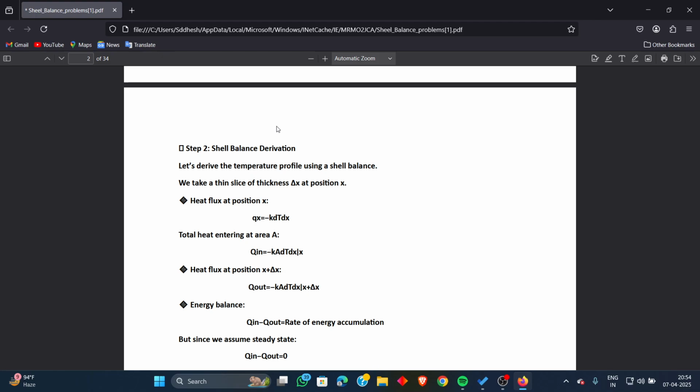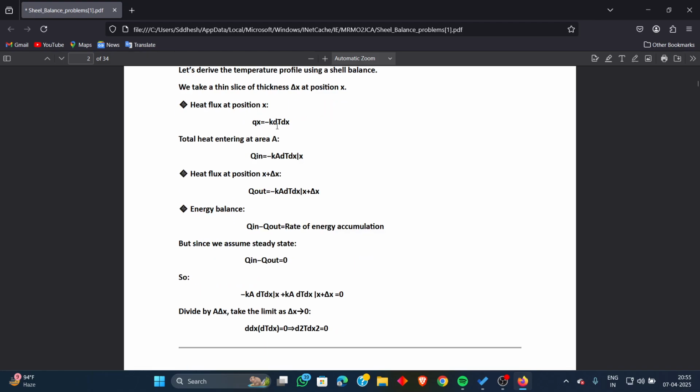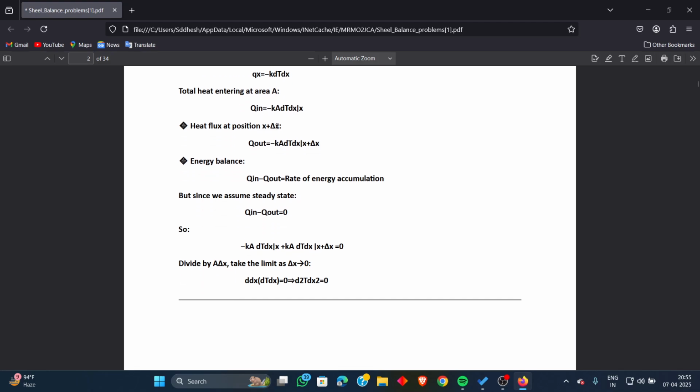Energy balance: Q in minus Q out is equal to the rate of energy accumulation. Since we assume steady state, Q in minus Q out is equal to 0. So minus kA dT by dx at x plus kA dT by dx at x plus delta x is equal to 0. When we take both equations, Q in and Q out, and equate them, we get this equation.